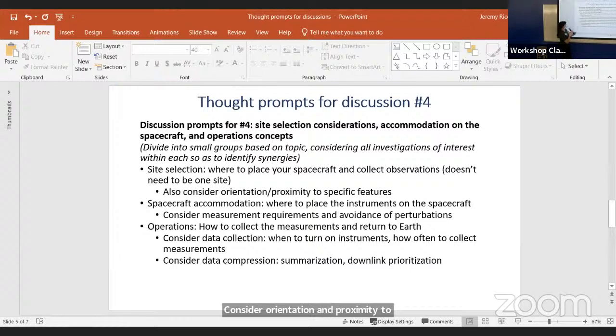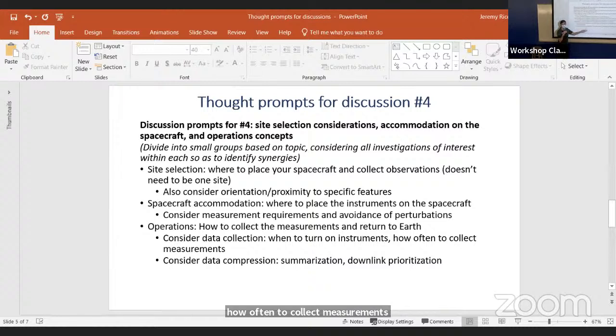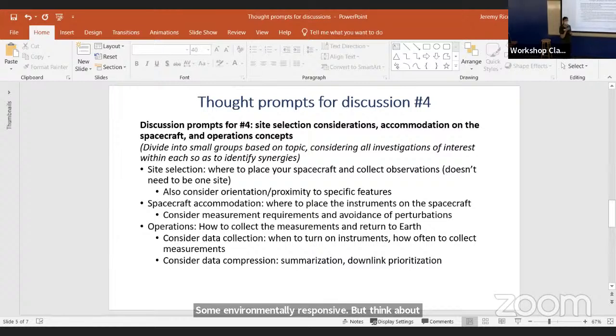Second group is going to be talking about spacecraft accommodation. So thinking about the different instruments we've been talking about and the different measurements needed, what are the measurement requirements and what perturbations do you need to be avoiding? And then operations, how to collect the measurements and return them to Earth. So consider data collection, when to turn on instruments, how often to collect measurements. And then please do consider data volume, which means data compression. Different ways of doing that. You can do summarization, you can do downlink prioritization, you could do some sort of environmentally responsive approach, but think about strategies for doing that. That's definitely a big one for our types of investigations.